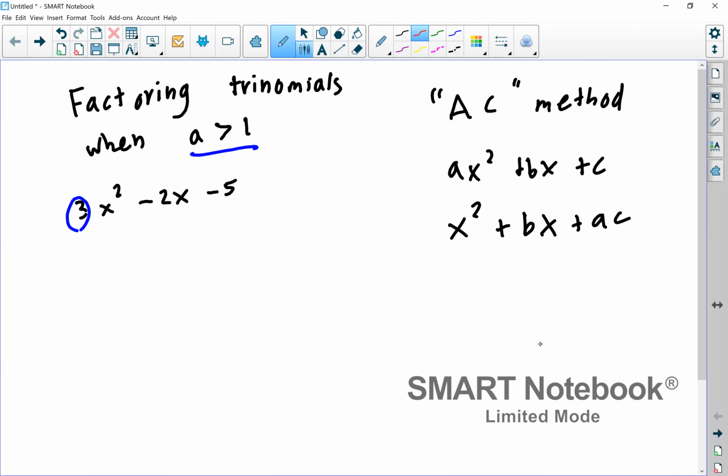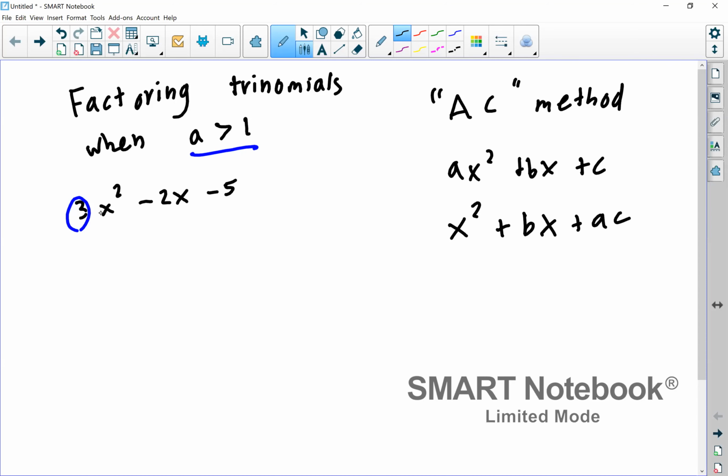So today we'll be learning how to factor trinomials when the a is greater than 1. When I say the a is greater than 1, I mean the number in front of the x squared right here, or this 3. This isn't a 1, it's a number like 3, or sometimes it can even be negative, like a negative 1, but generally it's a positive number.